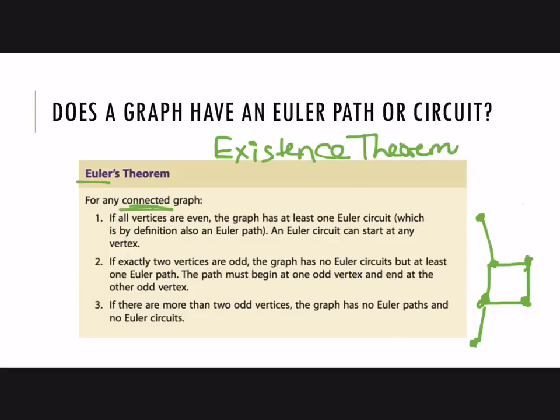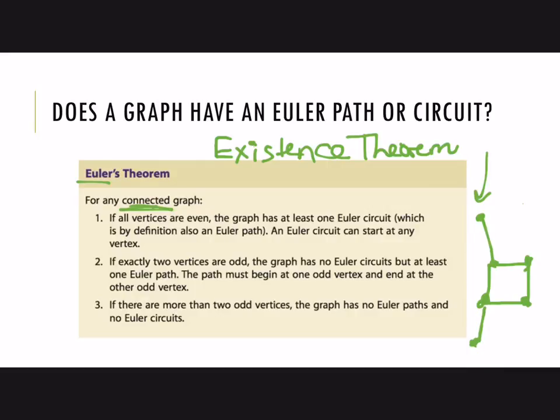Okay, so here's a graph that has, in the square, 4 even vertices, and then these two are odd. They just have one edge coming out of them. Alright, so why couldn't we get an Euler circuit in there?